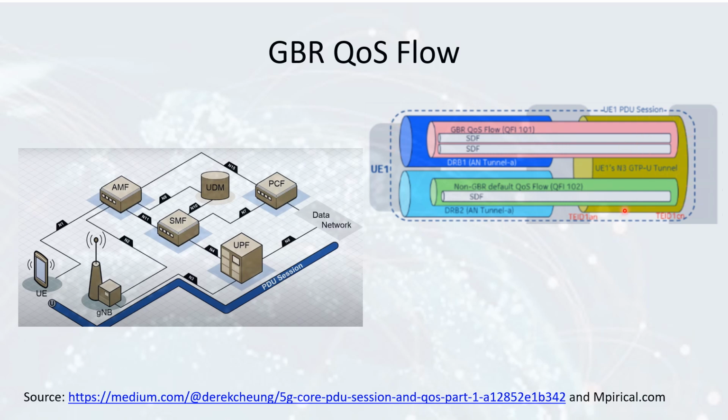If you look at this diagram, you have dedicated radio bearers for guaranteed bitrate, wherein say it is 5QI with quality of service flow ID 101, which is a guaranteed bitrate QoS flow. So now the video conferencing service would be using this guaranteed bitrate QoS flow.